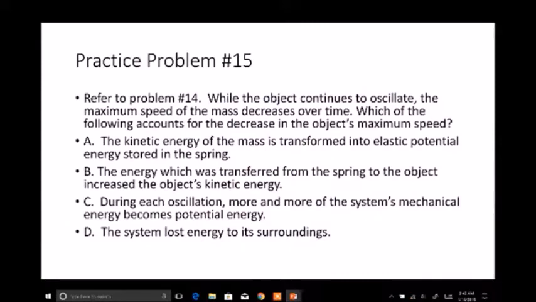All right, so number 15. While the object continues to oscillate, the maximum speed of the mass decreases over time. Which of the following accounts for the decrease in the object's maximum speed? So if the maximum speed is decreasing, that means that there's some mechanical energy that's being lost. And it's not in the spring, it's being lost to the environment, to the surroundings. So the only answer here that makes any sense for number 15 is D. The amount of mechanical energy of the system is decreasing, probably due to friction. So in this case, the spring would not be an ideal spring.